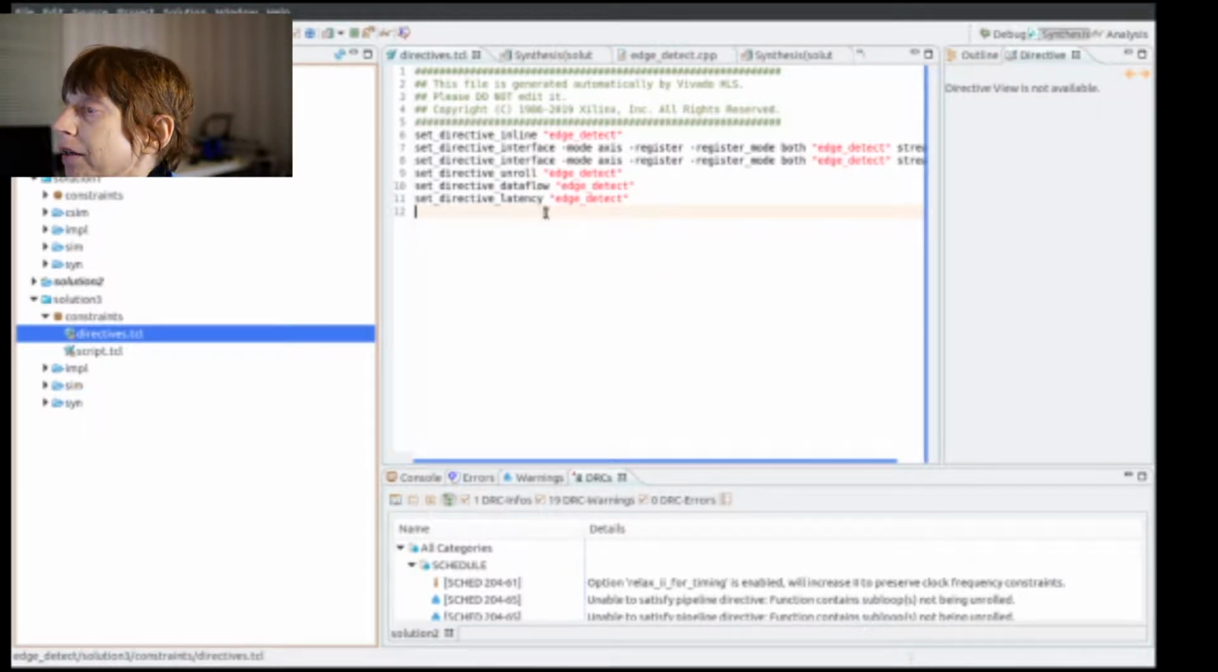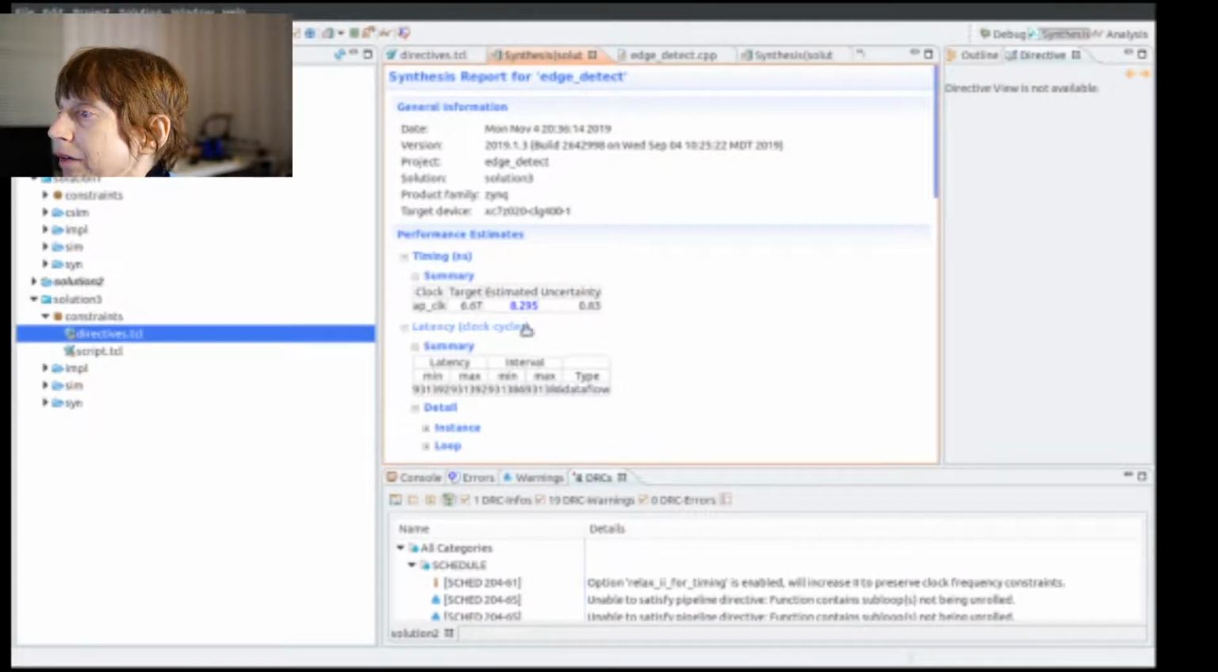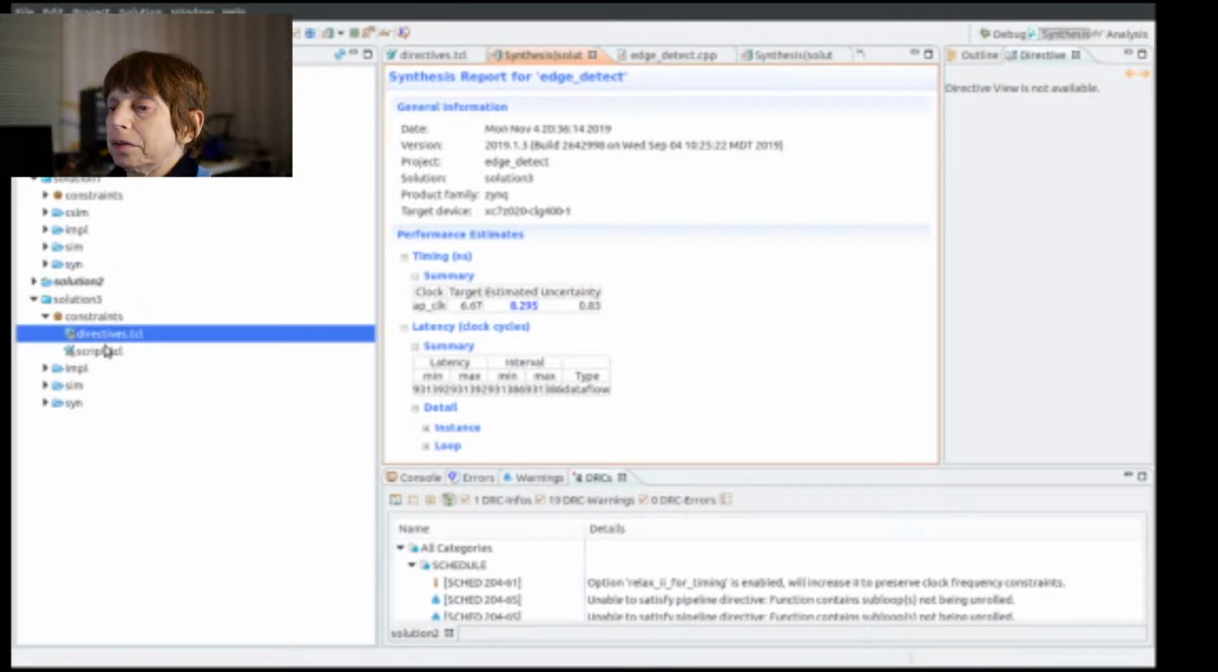So I tried some other things, unroll, data flow, latency, and nonetheless, I was getting really poor timing. Now, data flow and pipeline is similar. They're both involved with trying to, remember we talked about pipelining in a previous video where you put things in and they can wait there while you start processing the next thing.